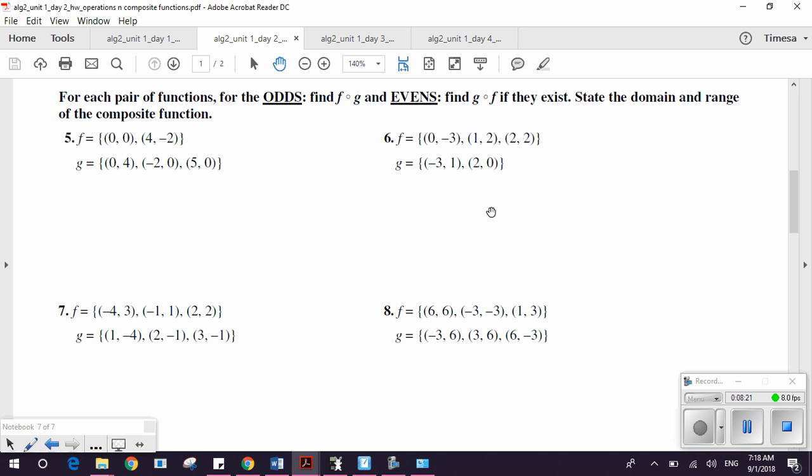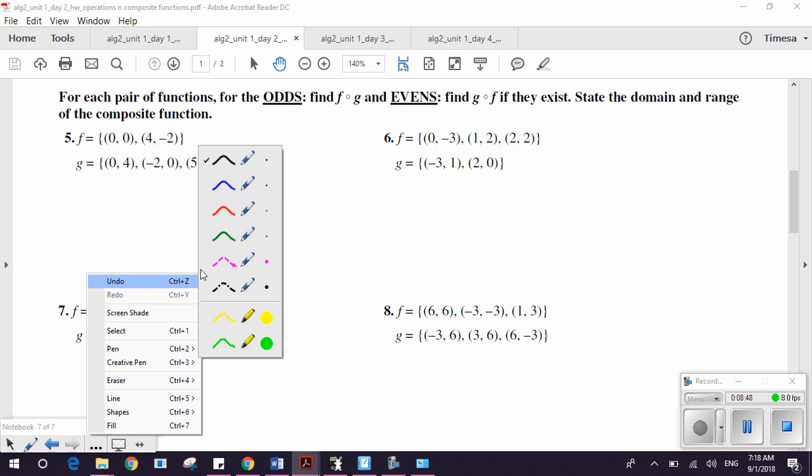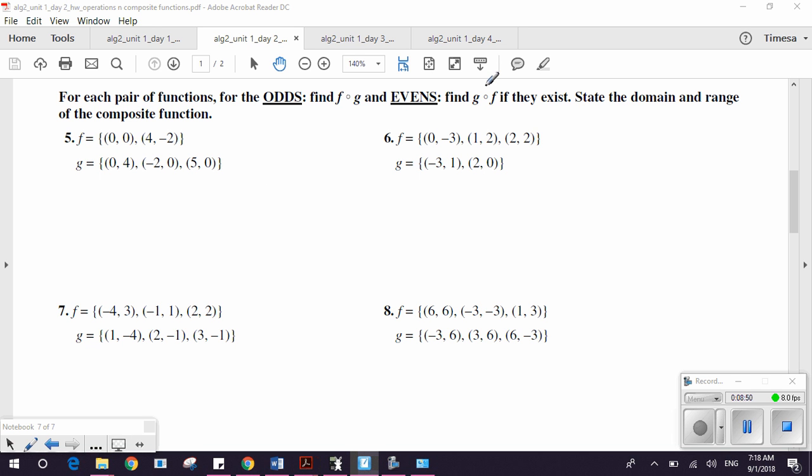All right, for problems 5 through 8, if it's an odd problem, we're going to do the F composition G composite. If it's an even problem, we're going to do G composition F and state the domain and range of the composite. So for number 6, it's an even problem, so we're going to do G of F.